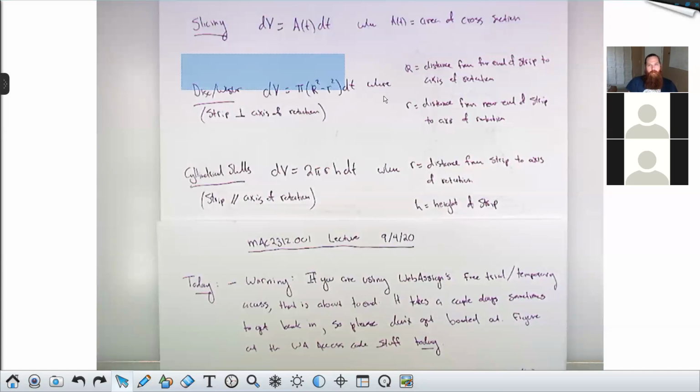The real reason I do this is to help you contrast the two methods here, the disk washer and the cylindrical shells method. So in the disk washer method, from 6.2, you draw your region, your axis of rotation, and then you draw your strip perpendicular. Remember, this symbol means perpendicular. You draw your strip perpendicular to the axis of rotation. Okay, you must do this first. You sketch the region and then draw your strip perpendicular to the axis of rotation.